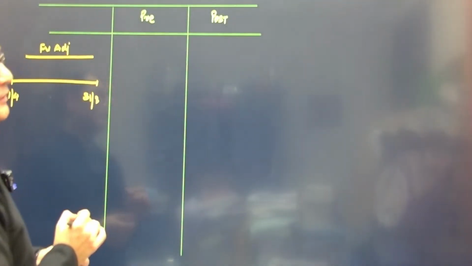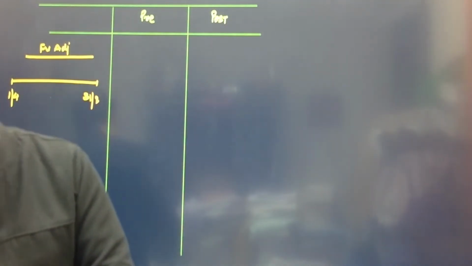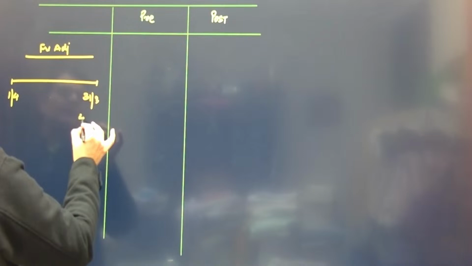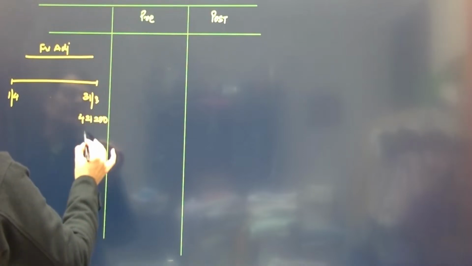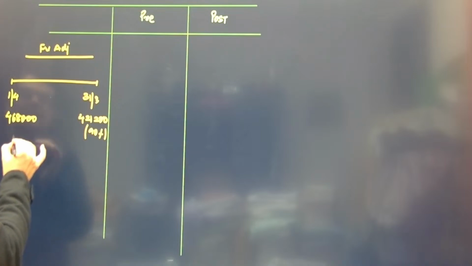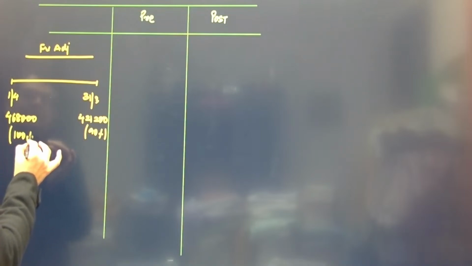So what was the value at the end of the year? 421 200. That's right. So we consider 421 200 and my depreciation is at the rate of 10%. So this represents 90%. Let's gross it up to 100% as well. 468 is the value at the beginning that represents 100%.